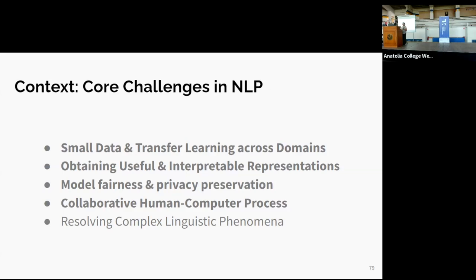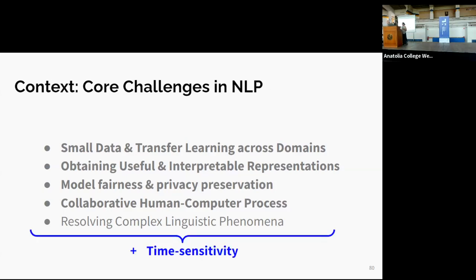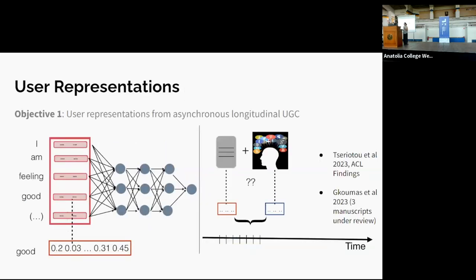And in terms of how it connects to core challenges in NLP, it deals with the challenge of small data, transferring across domains, obtaining useful interpretable representations, privacy preservation, and collaborative human-computer processes. And of course, temporal sensitivity. So what we want to do is be able to identify changes over time. That's a big theme in what we're doing.